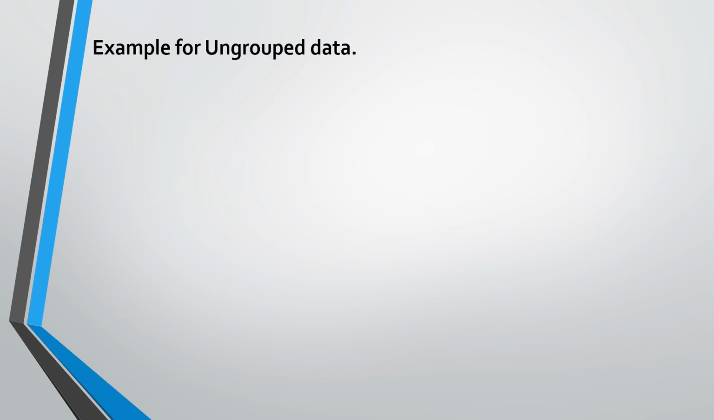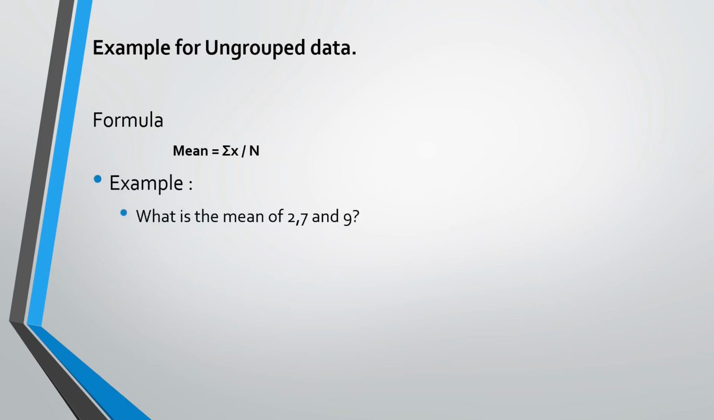Now we shall see an example for ungrouped data. So here the formula is mean equals summation of x divided by n, where summation of x is the sum of all the elements which have been given and n is the number of elements which have been given. As an example, we consider: what is the mean of 2, 7 and 9? So this is the problem. They have given three numbers and you need to find the mean.